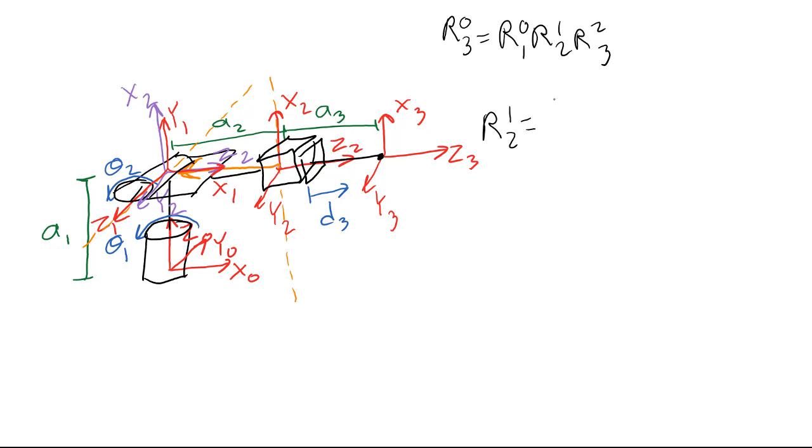Remember that here we're comparing the 1 frame in red to the 2 frame in purple. We'll start out by writing the part of this matrix that tells us how frame 2 is rotated relative to frame 1 right now. X2 is in the same direction as Y1. Y2 is in the same direction as Z1. And Z2 is in the same direction as X1.